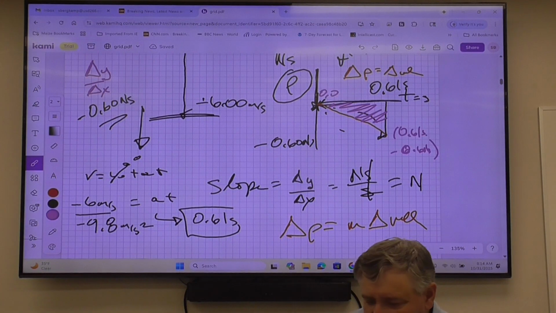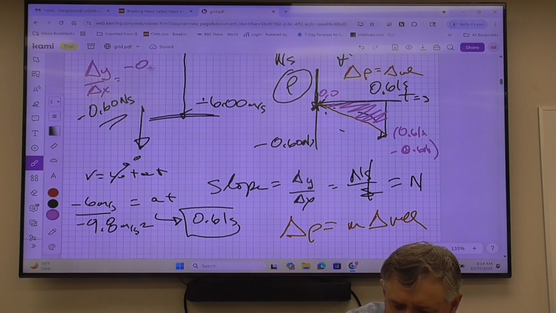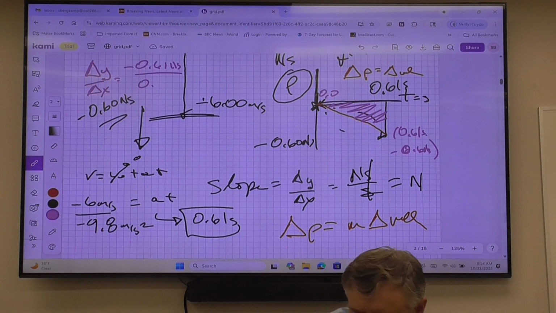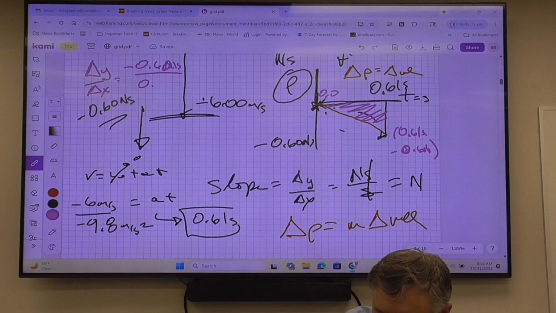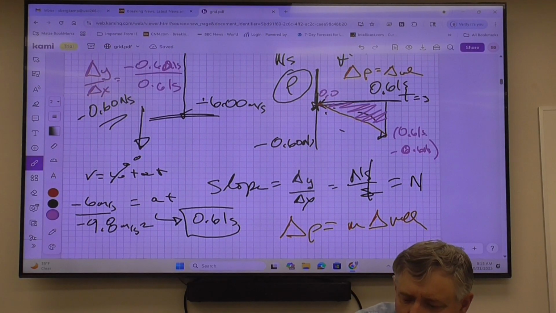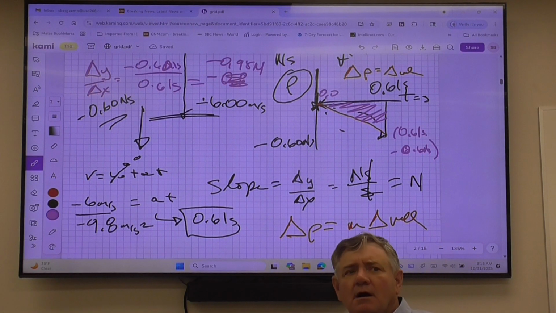So Dylan, you have your calculator out, right? I need you to take negative 0.6 Newton seconds, you gotta get that right, and divide that by 0.61 seconds. What do you get? Negative 0.98 newtons. That's kind of cool.